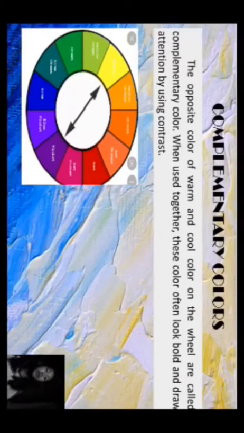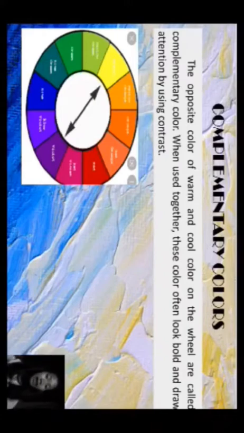Okay, so we have this one, complementary colors. Complementary colors are the opposite colors, warm and cool colors on the wheel. So makikita natin sa screen, may arrow, and yung arrow is naka-front siya sa yellow and violet. We should always remember na yung complementary colors is a combination of a warm color and cool colors.